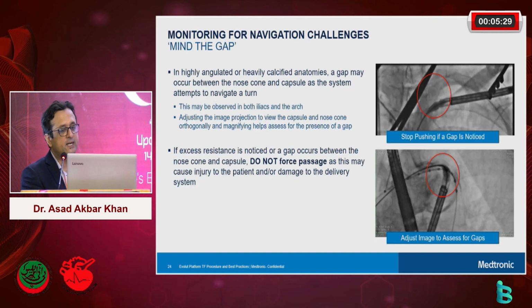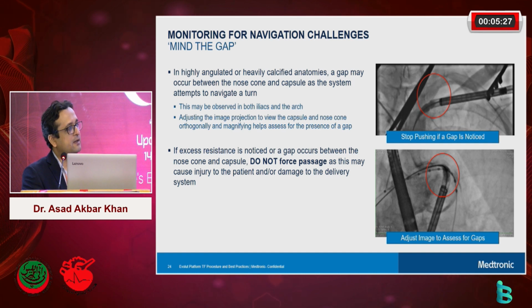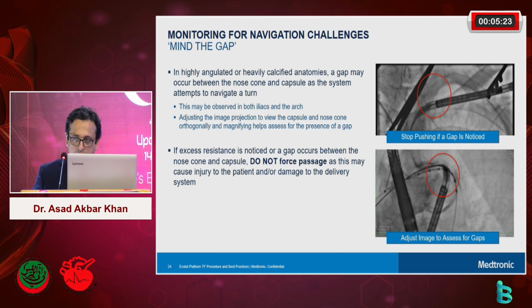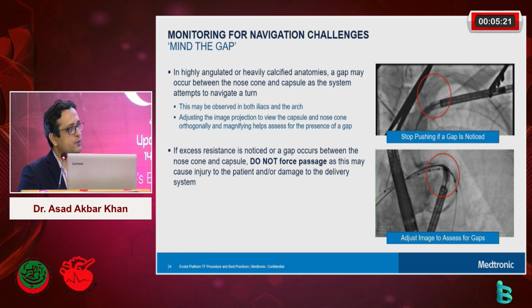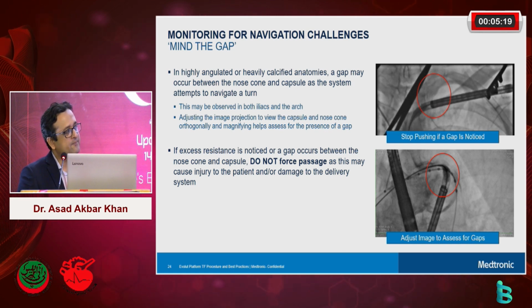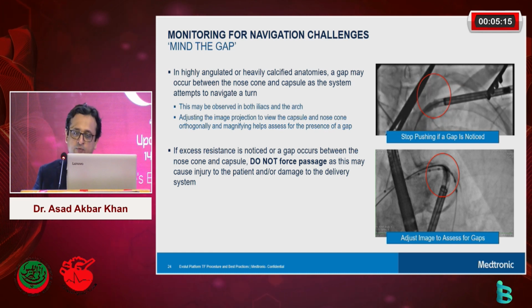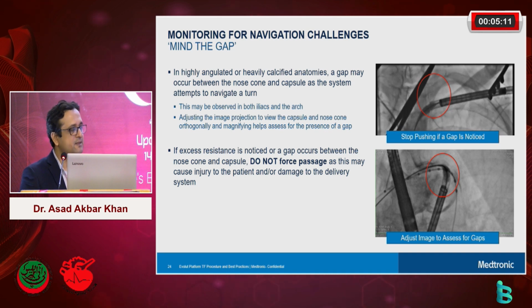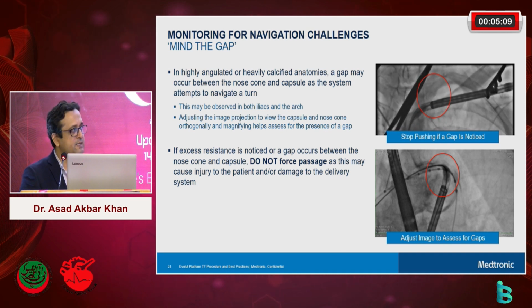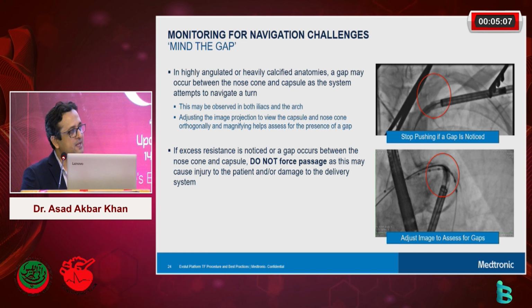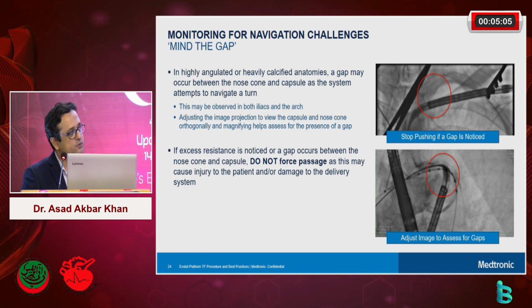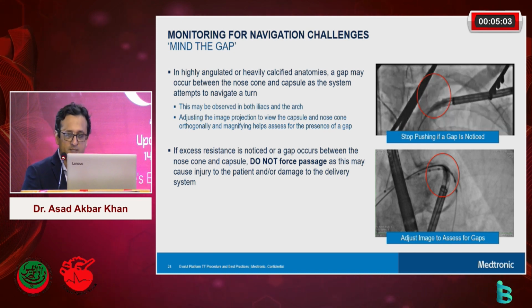As I said, there is a 3D structure to the aorta, and it's always calcified, especially when you're talking about old patients. So you need to make sure you're always looking. When you are crossing your aortic arch, you always try to come in the LAO view, which opens your aortic arch up. And in there, one of the things that you see is how this nose cone is behaving. If there is a gap appearing between the nose cone and the valve, you need to stop pushing.